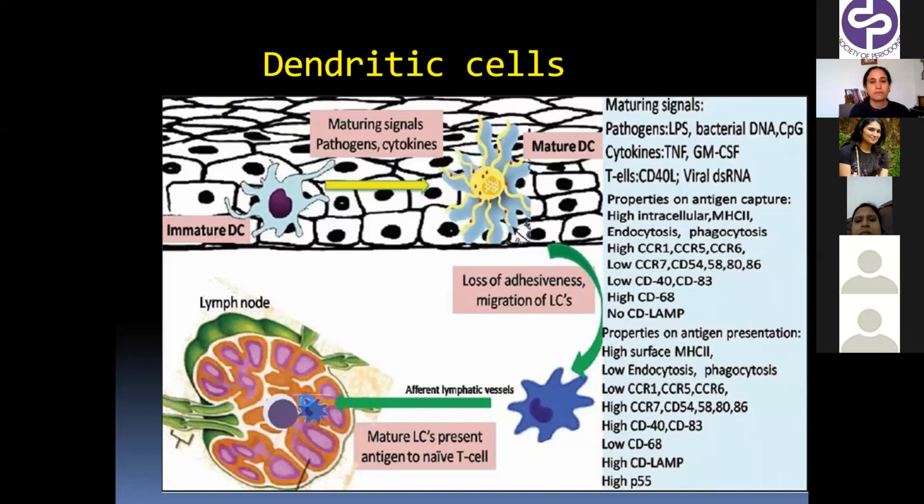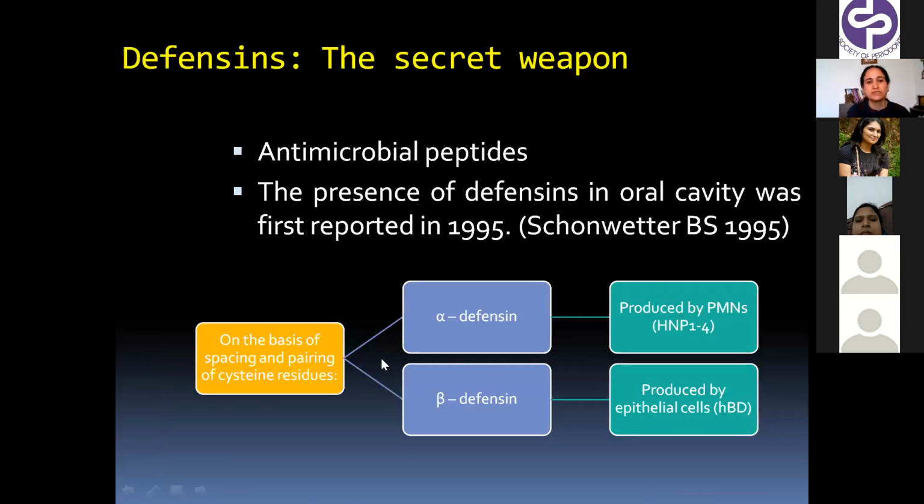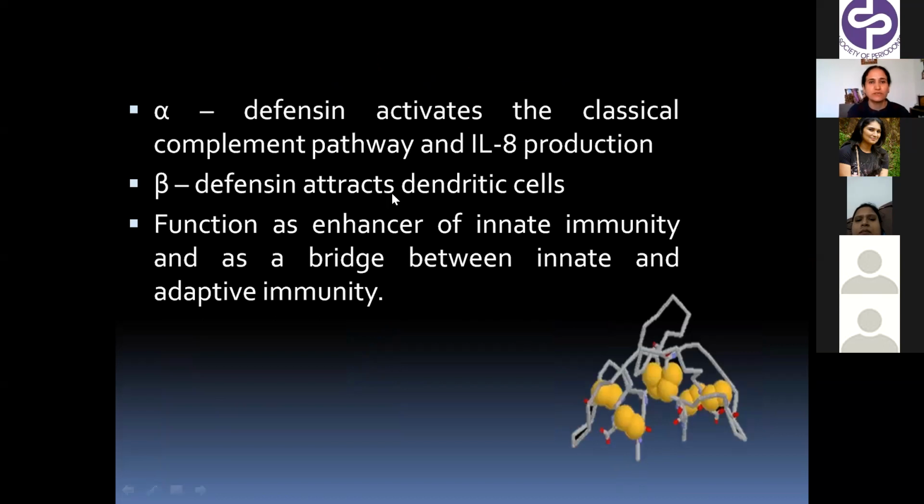Now, on the basis of spacing and pairing, there are two types of defensins that have been seen, alpha defensins and beta defensins. And the alpha is produced by the PMNs and the beta defensins are produced by the epithelial cells. Now, these are different. They attract dendritic cells with beta defensins and they ultimately will lead to the adaptive immunity. And they will also function as an enhancer or binding between the innate and the adaptive immunity.